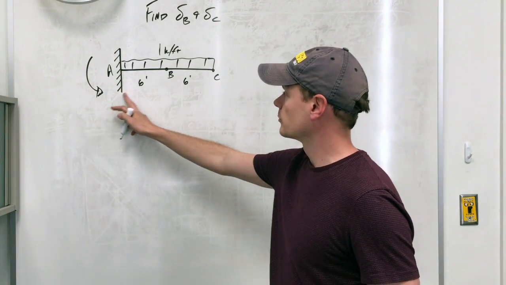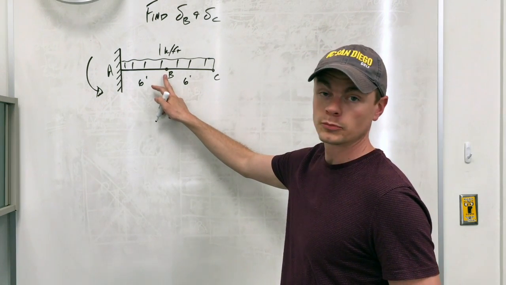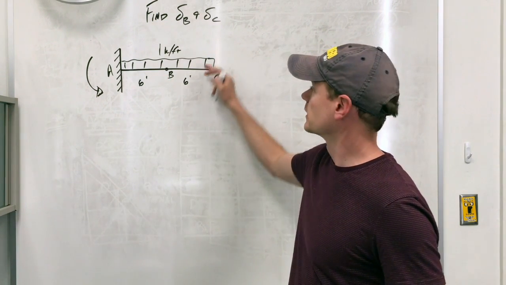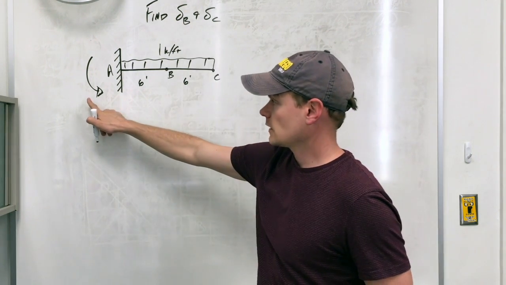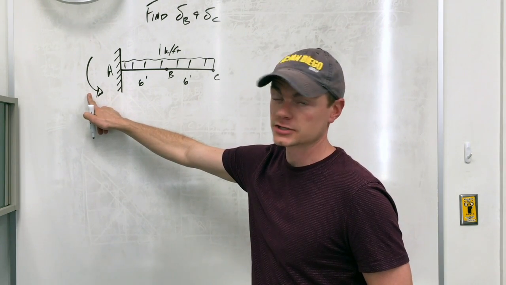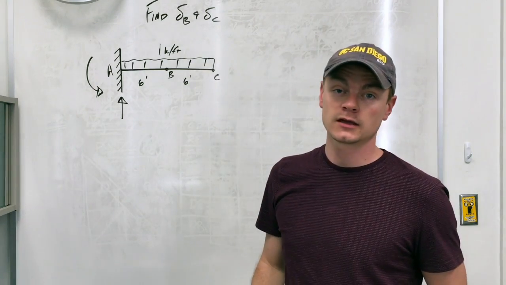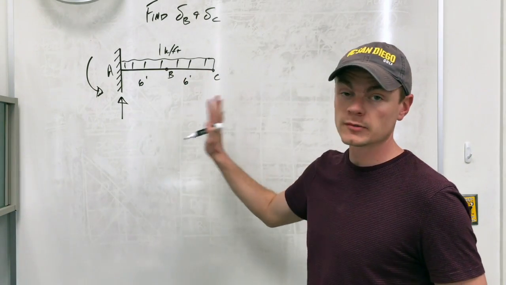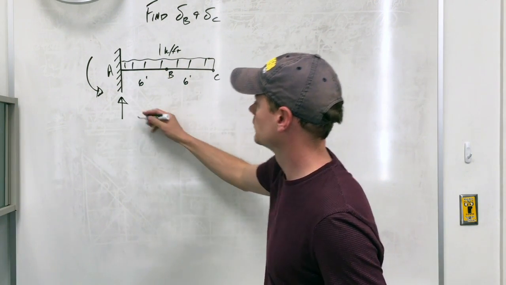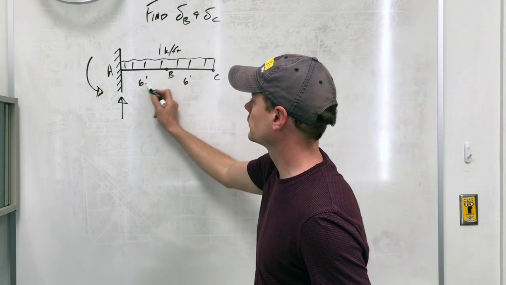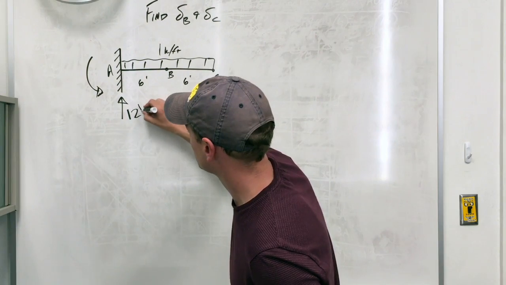Okay, so we've got the cantilever beam. Cantilever just means it's fixed at one end, right? So I've got 6 feet over to point B, 6 feet again over to point C, and I have a uniform load. So it's pretty simple loading, right? I've already shown the moment reaction here at A. We also have vertical reaction at A, and this is very basic loading, so I know that the uniform load times the length is going to be 1 kip per foot times 12 feet, so that's 12.